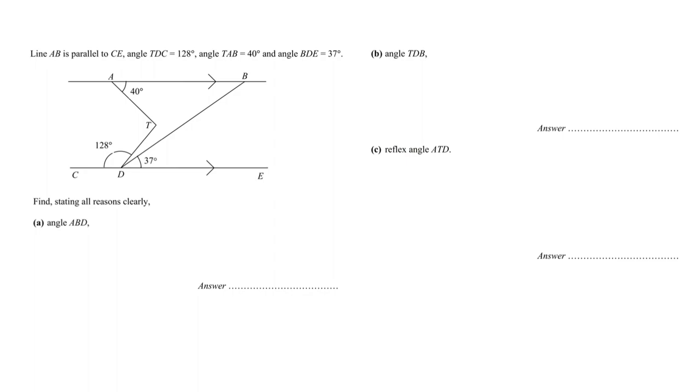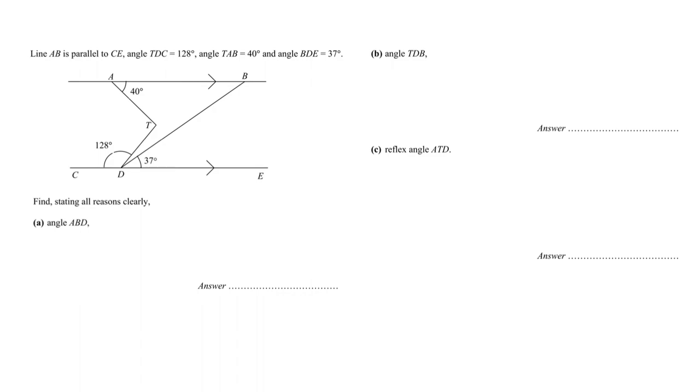Hello everyone, welcome to this problem where we are given that AB is parallel to CE. Some of the angles are given, for example, angle TDC, TAB, and BDE. Find, stating all reasons clearly.